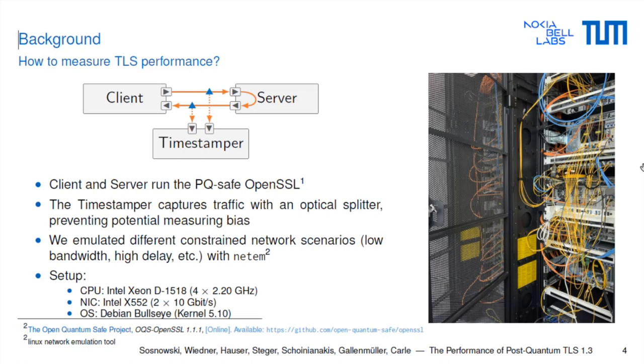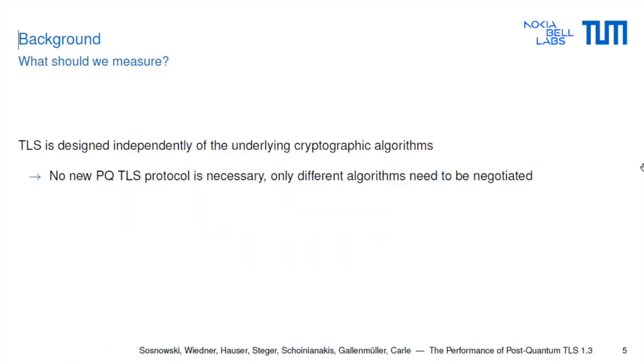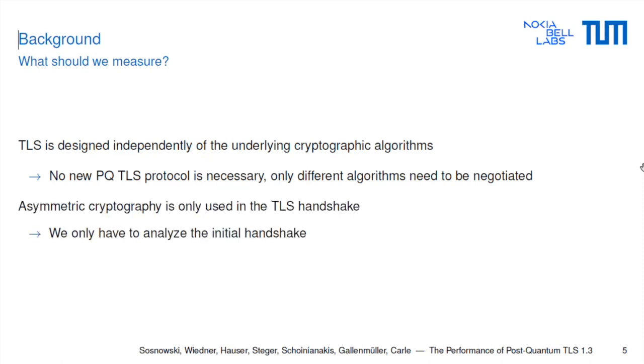Okay, so now we know how we measure. The only question left is, what should we actually measure? For this, you have to know that TLS is designed completely independent of the underlying crypto. So we don't need a new protocol, we only need to negotiate different algorithms. And the second thing is that asymmetric cryptography is only used in the initial handshake. So we only need to evaluate the initial handshake.